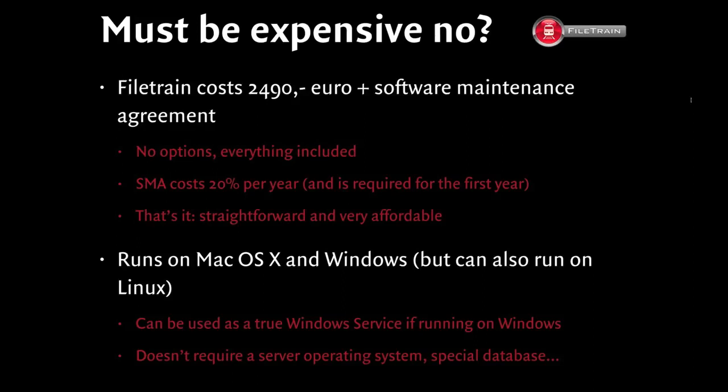I say it costs 2,500 euros, minus 10, as you can see. And that's a very simple deal. There are no options. Everything that I will show in the demo is actually also included in that price. So it's not a modular system. You don't have to figure out what exactly you need or want to do. Anything that can be done with FileTrain, including the more advanced functionality such as the database connectivity, is actually included in the application and in the price.